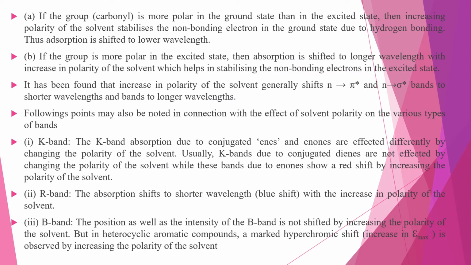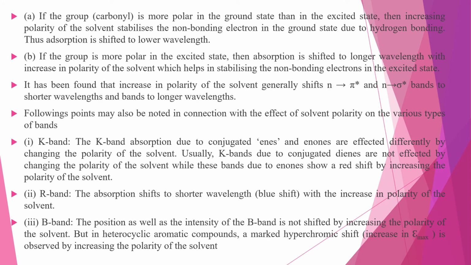In general, we can say that if the carbonyl group is more polar in the ground state than in the excited state, then increasing the polarity of the solvent stabilizes the non-bonding electrons in the ground state due to hydrogen bonding. So, the absorption is shifted to lower wavelength. If the group is more polar in the excited state, then the absorption is shifted to longer wavelength with an increase in polarity of the solvent, which helps in stabilizing the non-bonding electrons in the excited state.